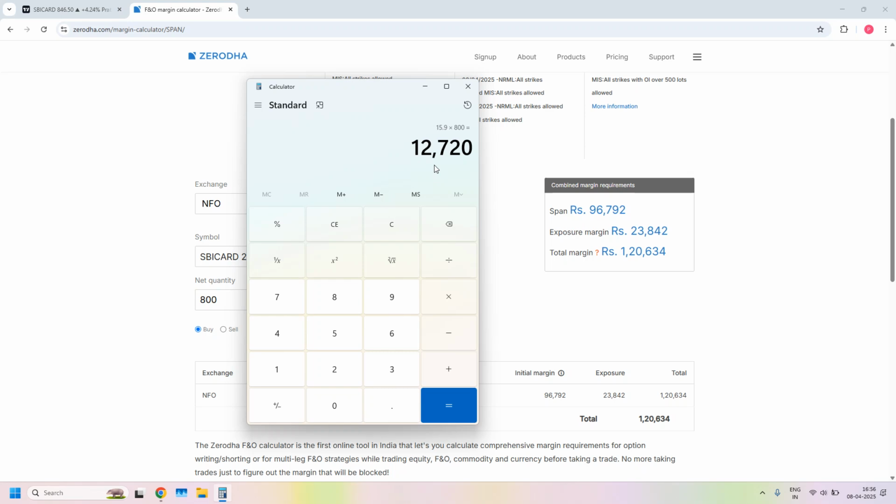So this is the profit. How do you calculate ROI? Profit into 100 divided by the margin cost. That is, 1,20,600 rupees. You would have got 10.5% ROI.